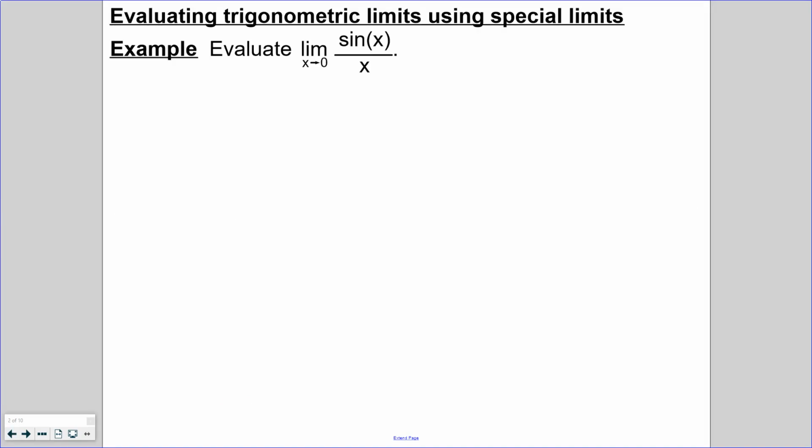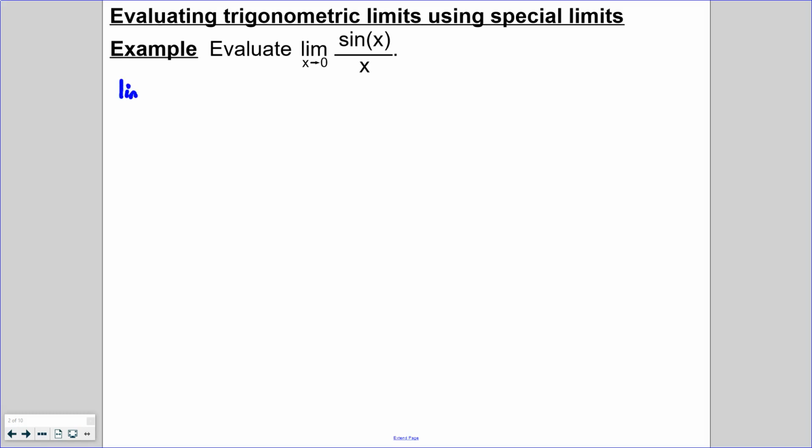Evaluating trigonometric limits using special limits. Alright, so we're going to take a look at our first example here. Here, we want to evaluate the limit as x approaches 0 of sine of x over x. So as always, the first thing we're going to try is direct substitution.